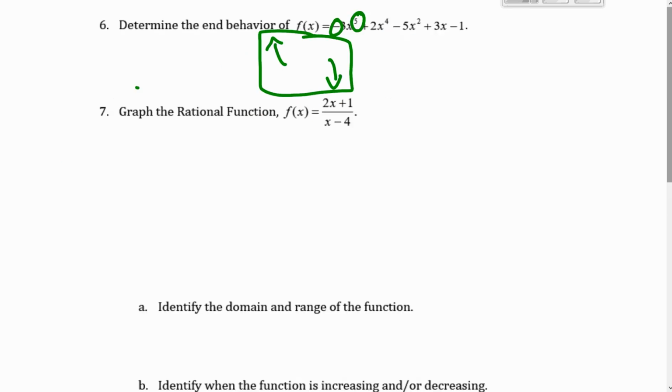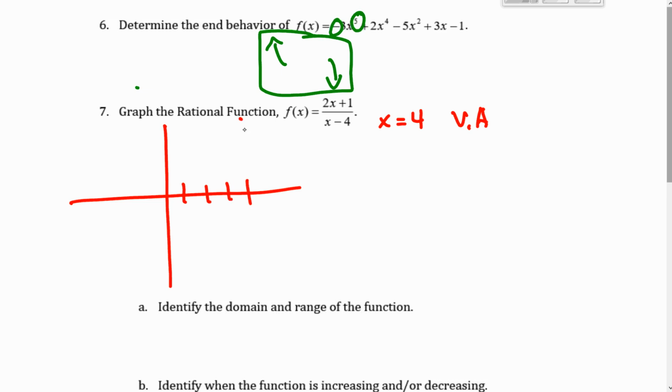All right. Okay, graphing a rational function. We can go ahead and see if we can factor this, which we can't, so that's fine. We set our denominator equal to 0, so we get x equals 4. And then if we plug that back into the top, we get 9. So nothing's going to cancel here, we have no common factor, so this is a vertical asymptote at x equals 4. 1, 2, 3, 4. So a vertical asymptote right here.